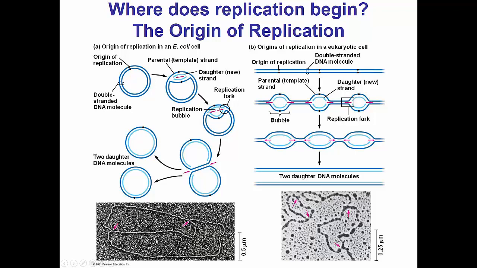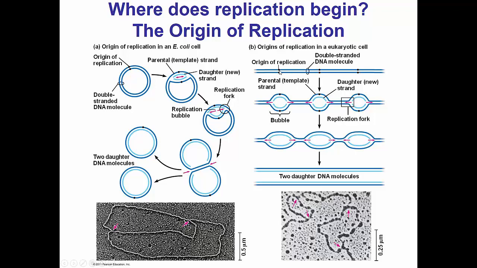And here you can see an electron micrograph of a plasmid that's undergoing replication. This is the replication bubble, and here are our 2 forks. And something very similar happens in eukaryotes, except in eukaryotes there are actually multiple origins of replication per chromosome. And the reason for that is just because there's so much more DNA in a eukaryote that it would take forever to replicate if we didn't have multiple origins.